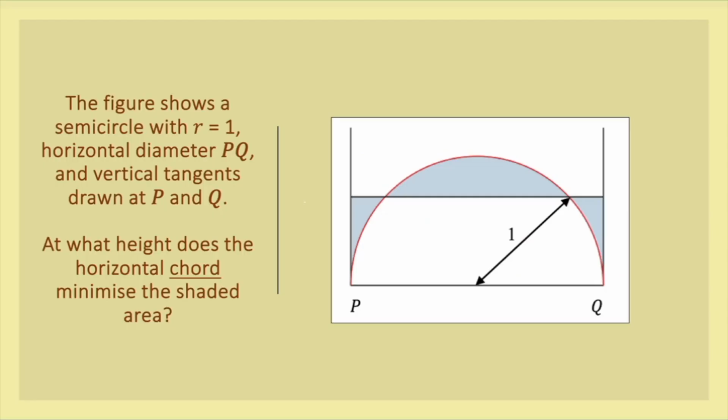In this question, we are going to look at a pretty tricky problem. We've got two vertical tangents drawn on either side of a circle. And we've also got a horizontal chord that divides it into three regions.